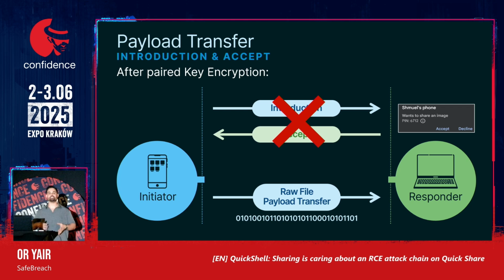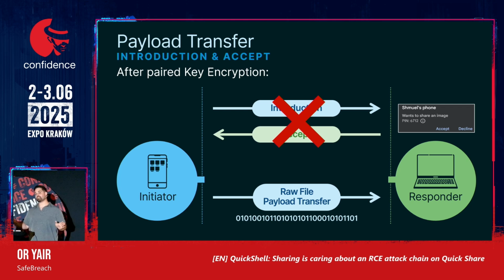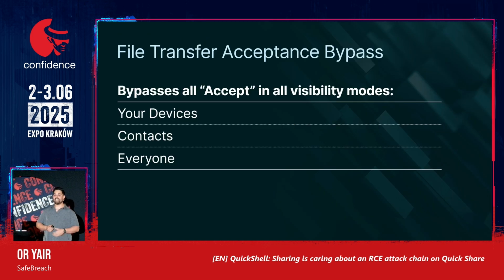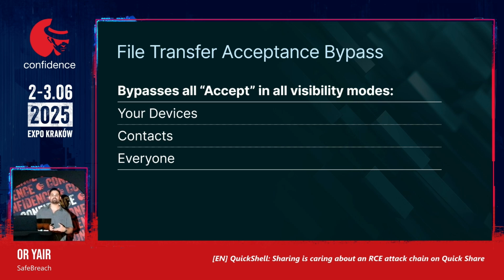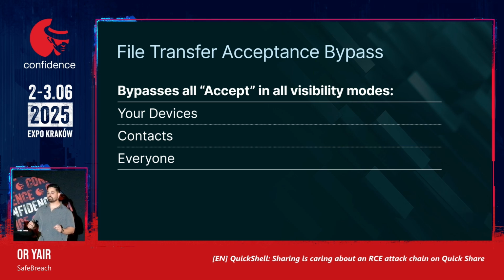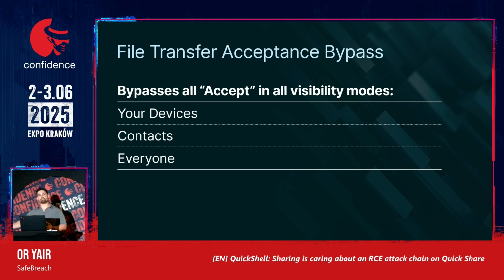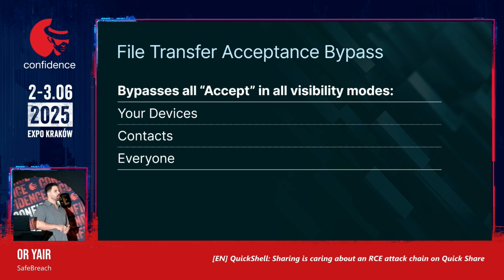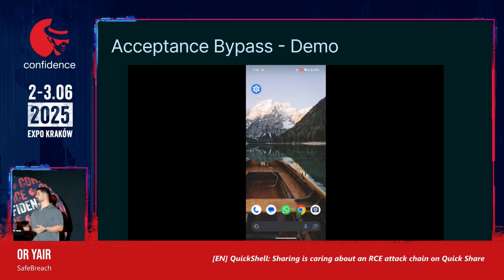The file was written to the victim's disk into the downloads folder without any need for acceptance or a file introduction dialog. And not only that, this also bypasses all the device visibility modes. So even if the victim device is set to receive files only from devices that are linked to the same Google account, then we could still immediately, without any need for acceptance, place a file on a victim's downloads folder. So without further ado, let's watch the first demo for this talk that demonstrates exactly that.